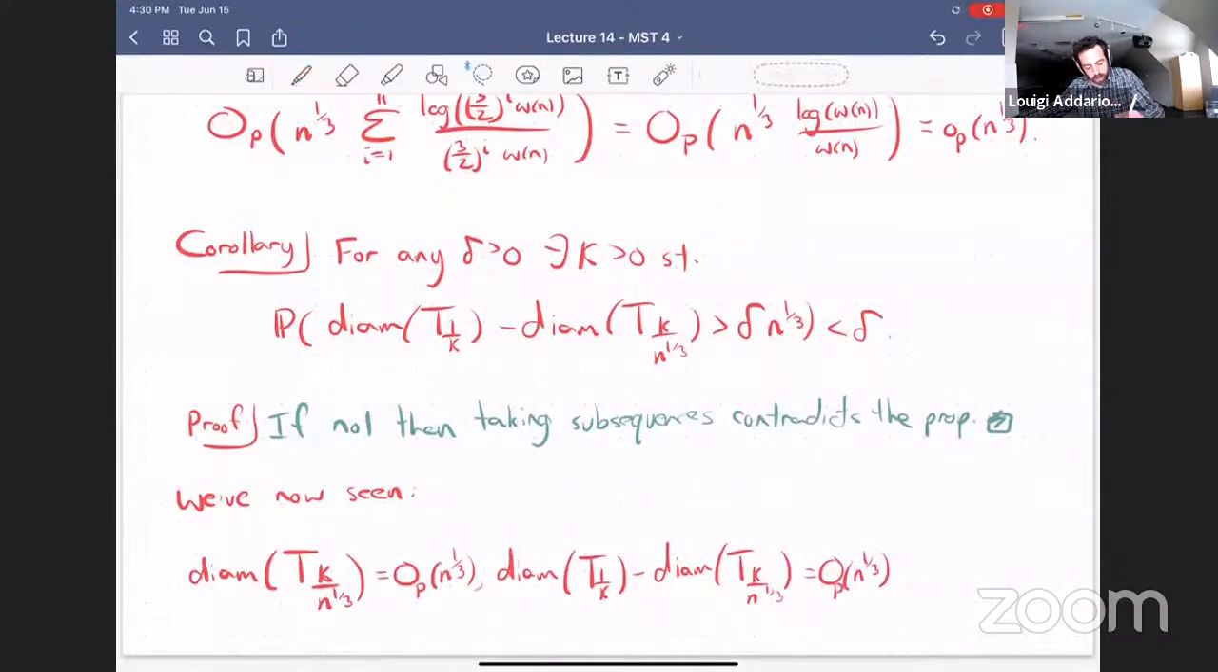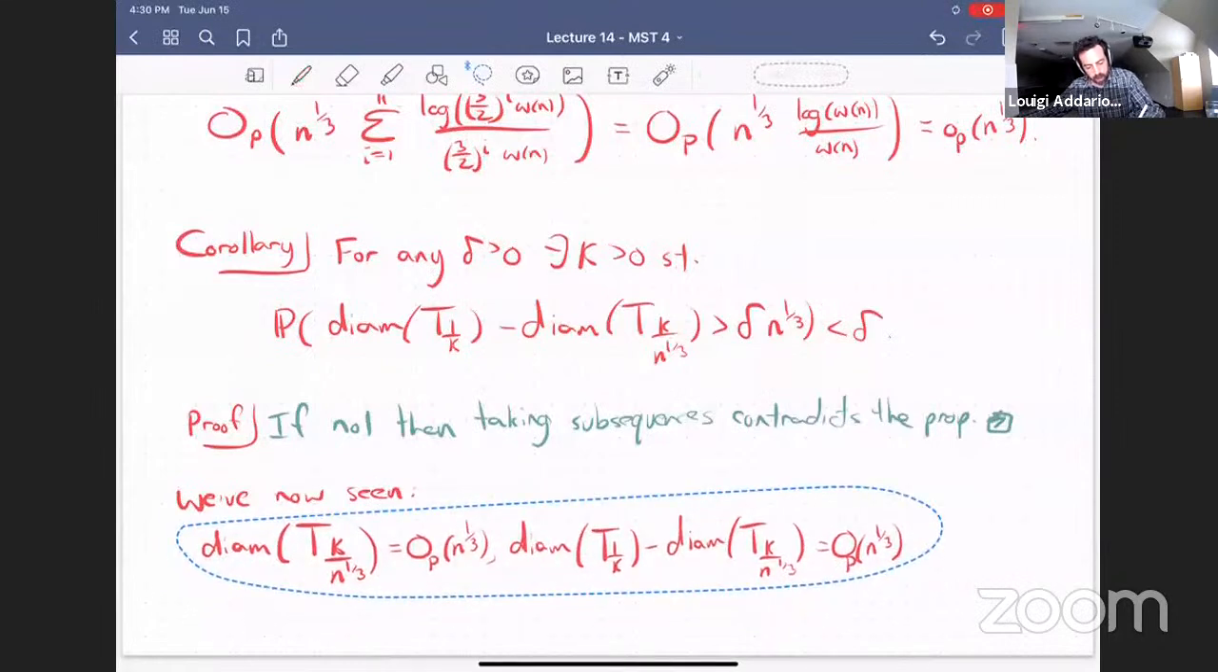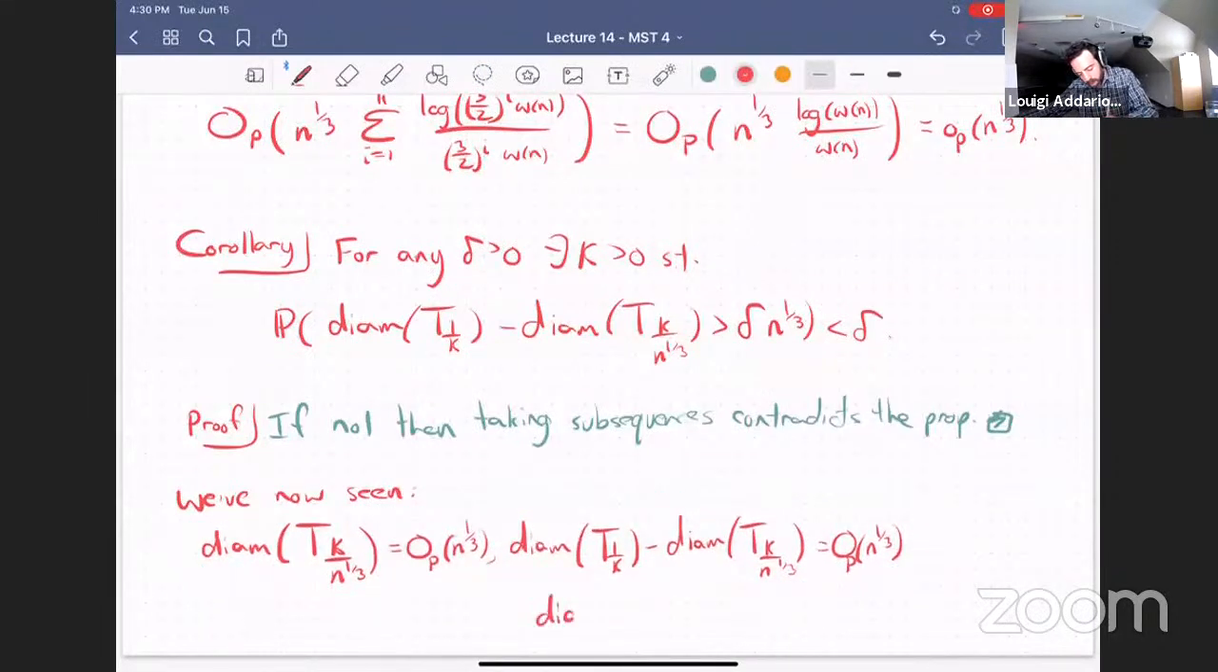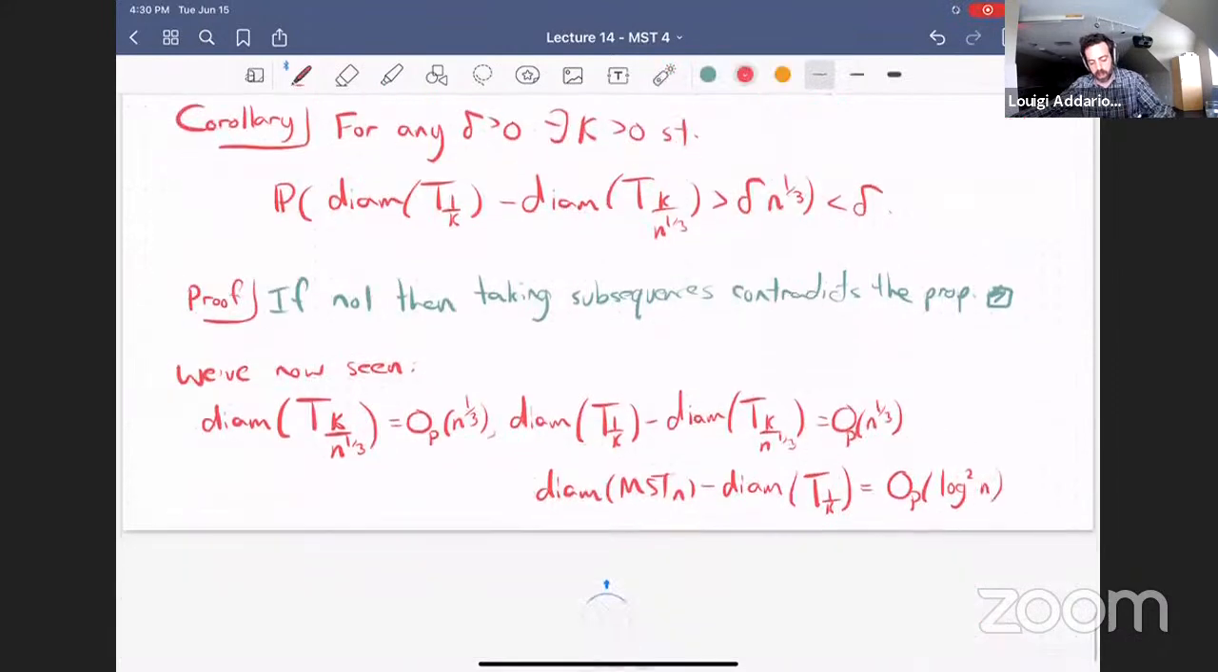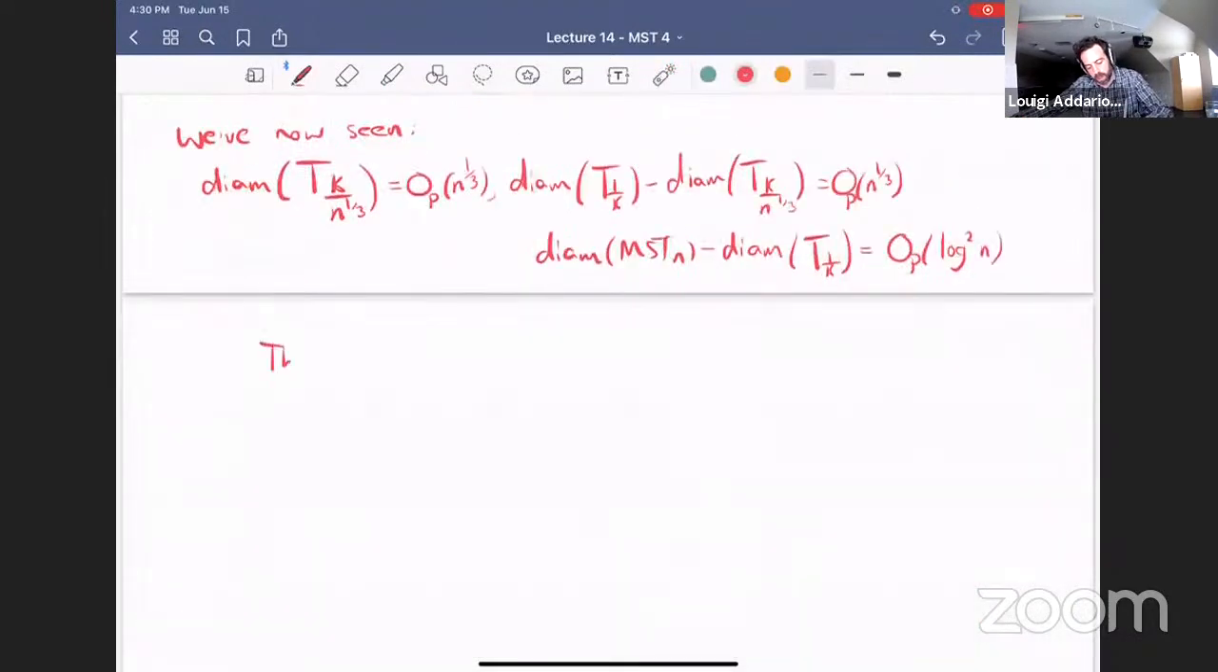Right, and then the last piece was using Prim's algorithm. We saw that the diameter of the minimum spanning tree minus the diameter at time 1 over k is in fact much smaller, order log squared n, right? And so just telescoping these together gives the bound that we were aiming for.